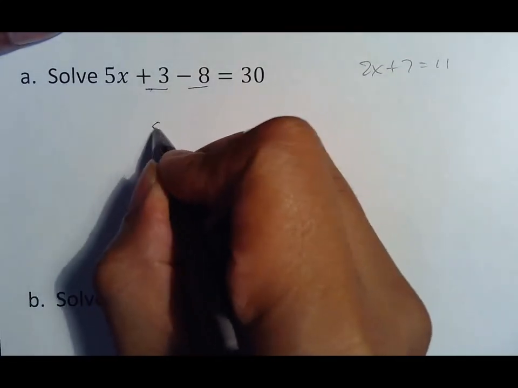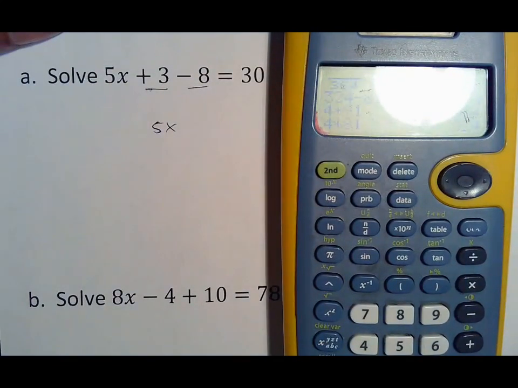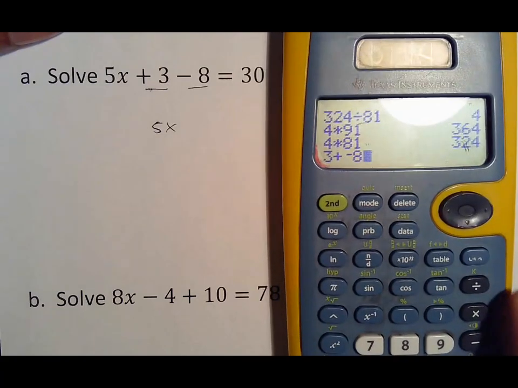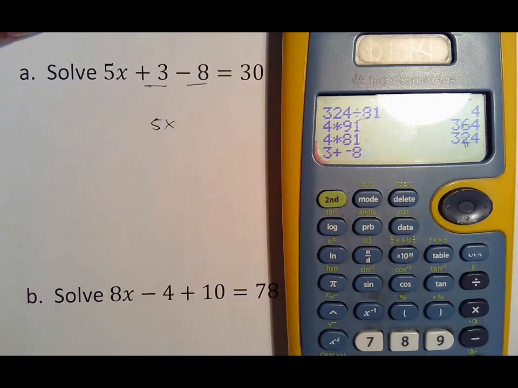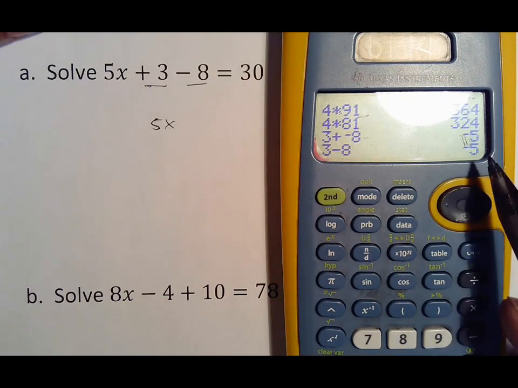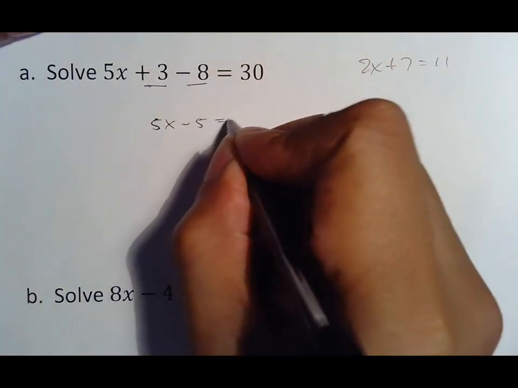And so 5x will come down because it has nothing to go with it, but 3 and negative 8 have to go together. So notice I'm taking a 3, which is positive 3, plus negative 8, or you could do even 3 minus 8. The key idea here to recognize is that that's a negative 5, so that's what you have to bring down, is a minus 5.